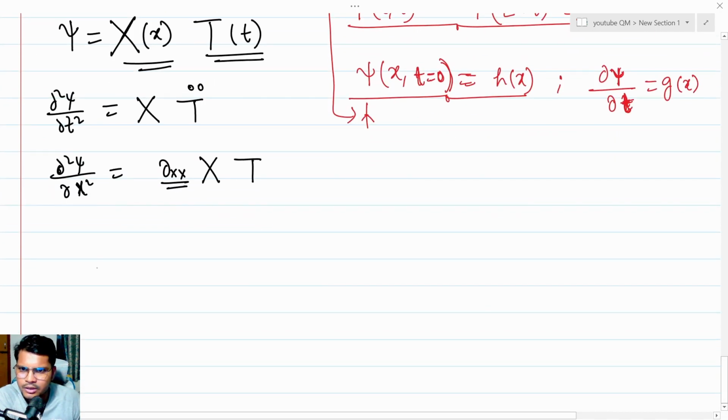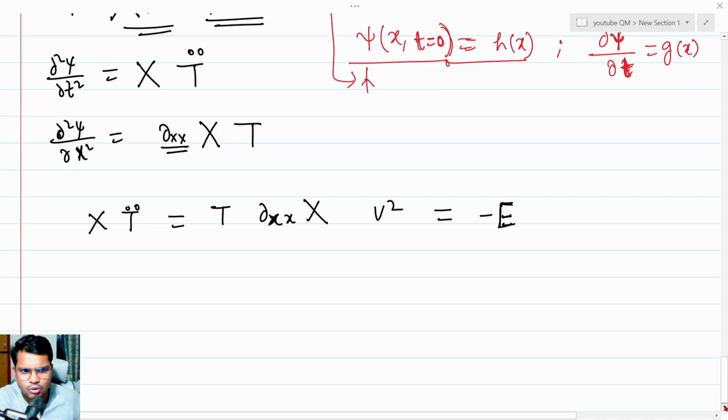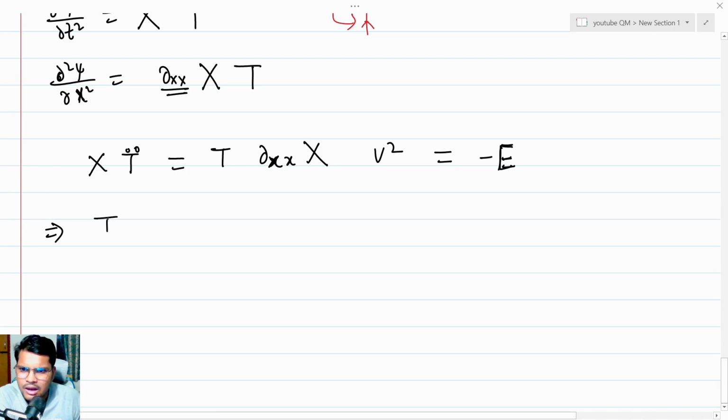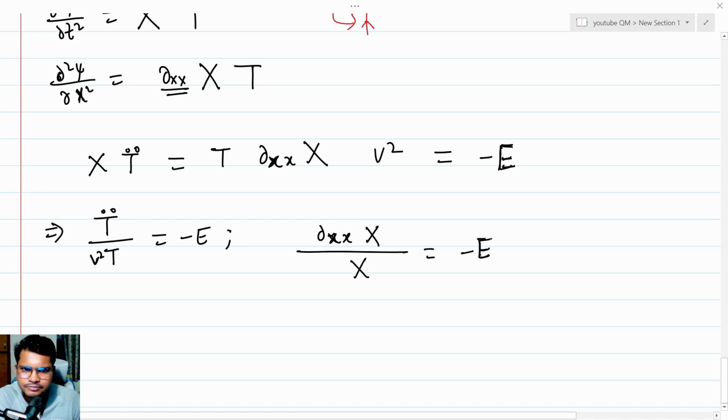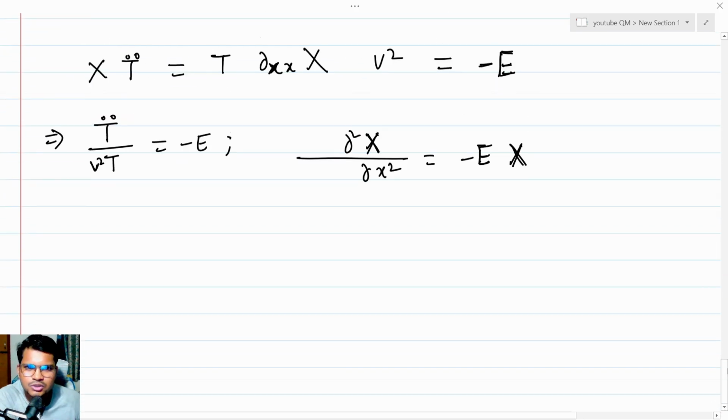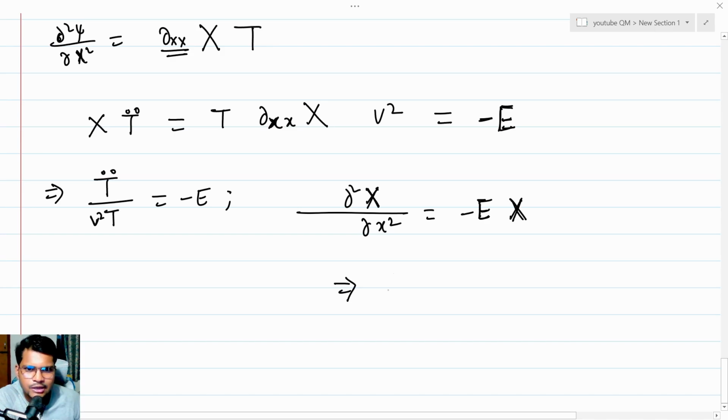Now I am going to put it over here: X T double dot is equal to T X double dot times v square. Once we have written this equation, I consider that this is equal to some constant, let's say minus e. Using this equation, I can say that T double dot over T times v square is equal to minus e, and similarly, X double dot over X is equal to minus e. Multiplying by X, this becomes d2X over dx square, which has the same form as the equation of simple harmonic motion. That's why I have chosen this minus e, since I have to understand what the solution of this equation would be, and once I feed it, I know exactly what the solution is.